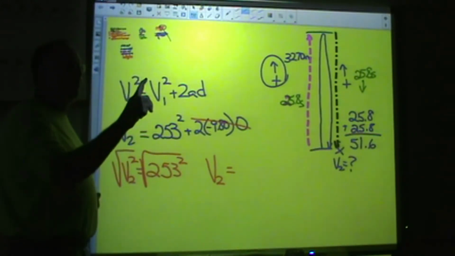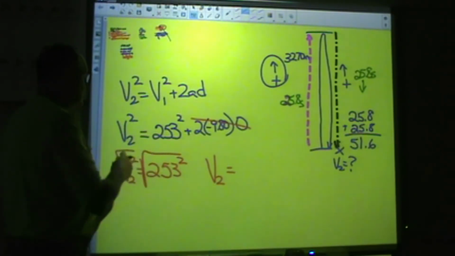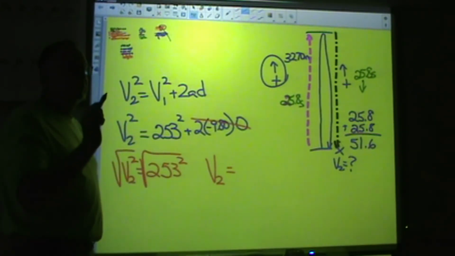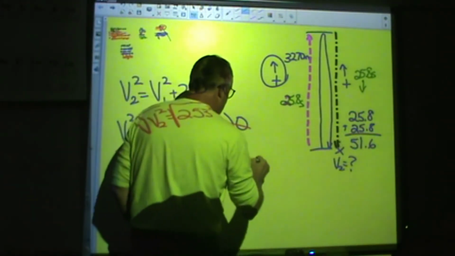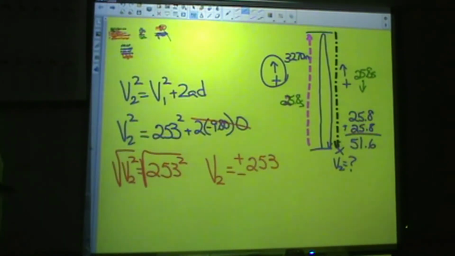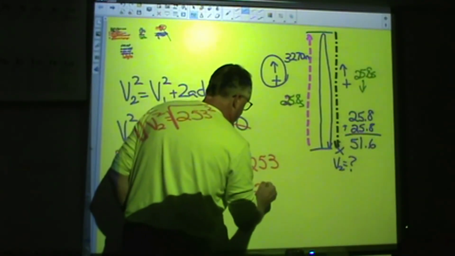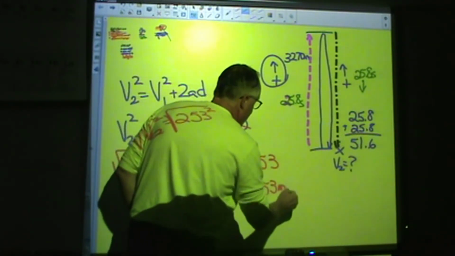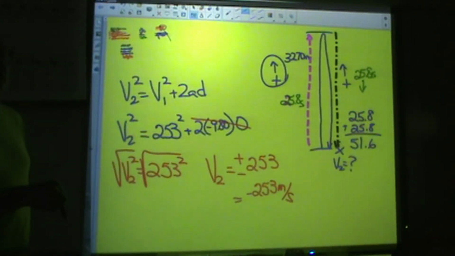Wait, but wait, plus or minus. Somebody else, help her out. When we do algebra and we take the square root of something, it is plus or minus. Plus or minus 253. Now you've got to figure out which one she wants. I want the down. You want the negative, so the answer is negative 253 meters per second because there's no way to hit the ground going up.